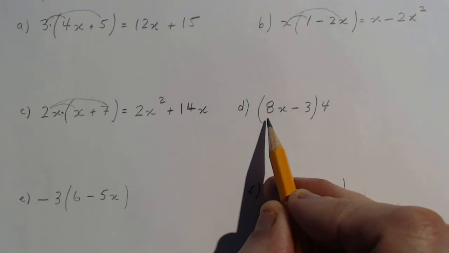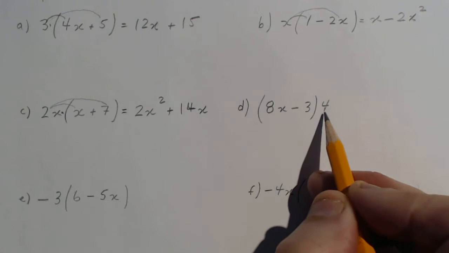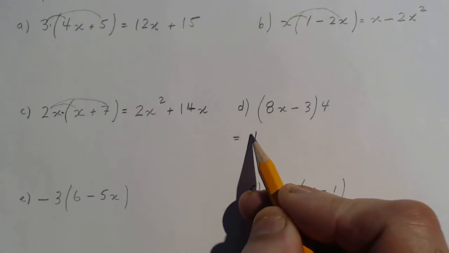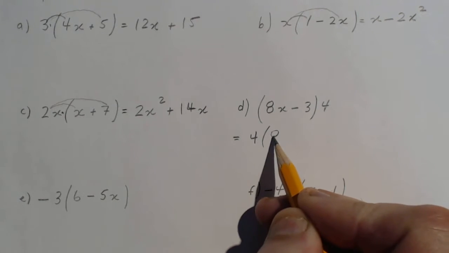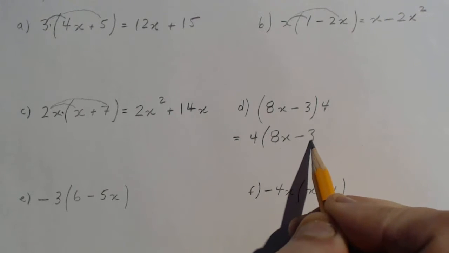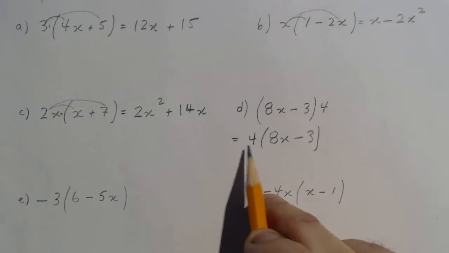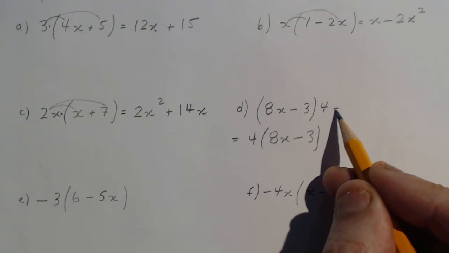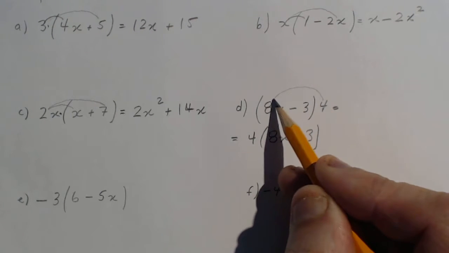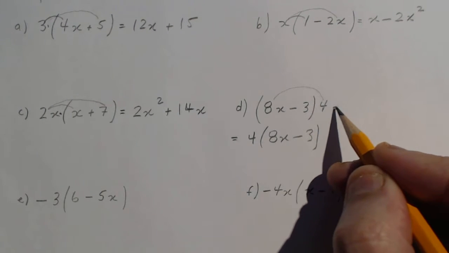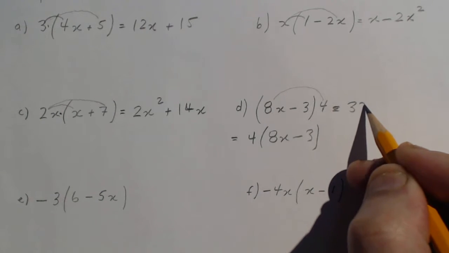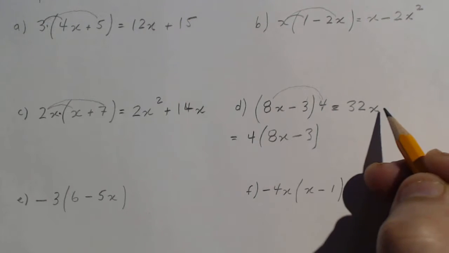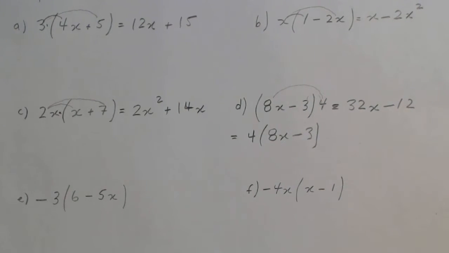Now number D, we have 8x minus 3 outside of 4. Now I can rewrite this as 4 outside of 8x minus 3. It means exactly the same thing. I mean, you don't have to rewrite it like this, but it means exactly the same thing. So I just go 4 times 8x gives 4 times 8 is 32x. Now 4 times minus 3 gives minus 12.